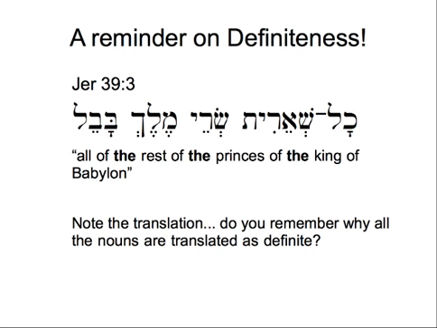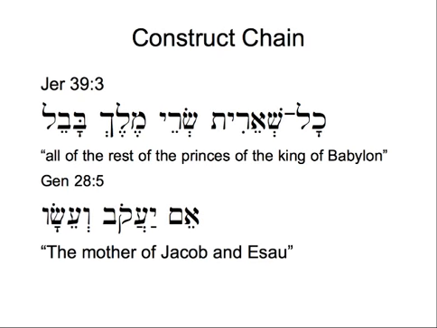So anytime a word is in construct with an absolute noun that is definite, the construct noun will also be definite as well. We can see this previously with this Genesis 28 passage. It's not a mother of Jacob and Esau, it's the mother of Jacob and Esau. It wouldn't make any sense. This is something that's both grammatically dictated, but it's also logically dictated in most cases. Jacob and Esau didn't have multiple mothers. They just had the mother of Jacob and Esau.